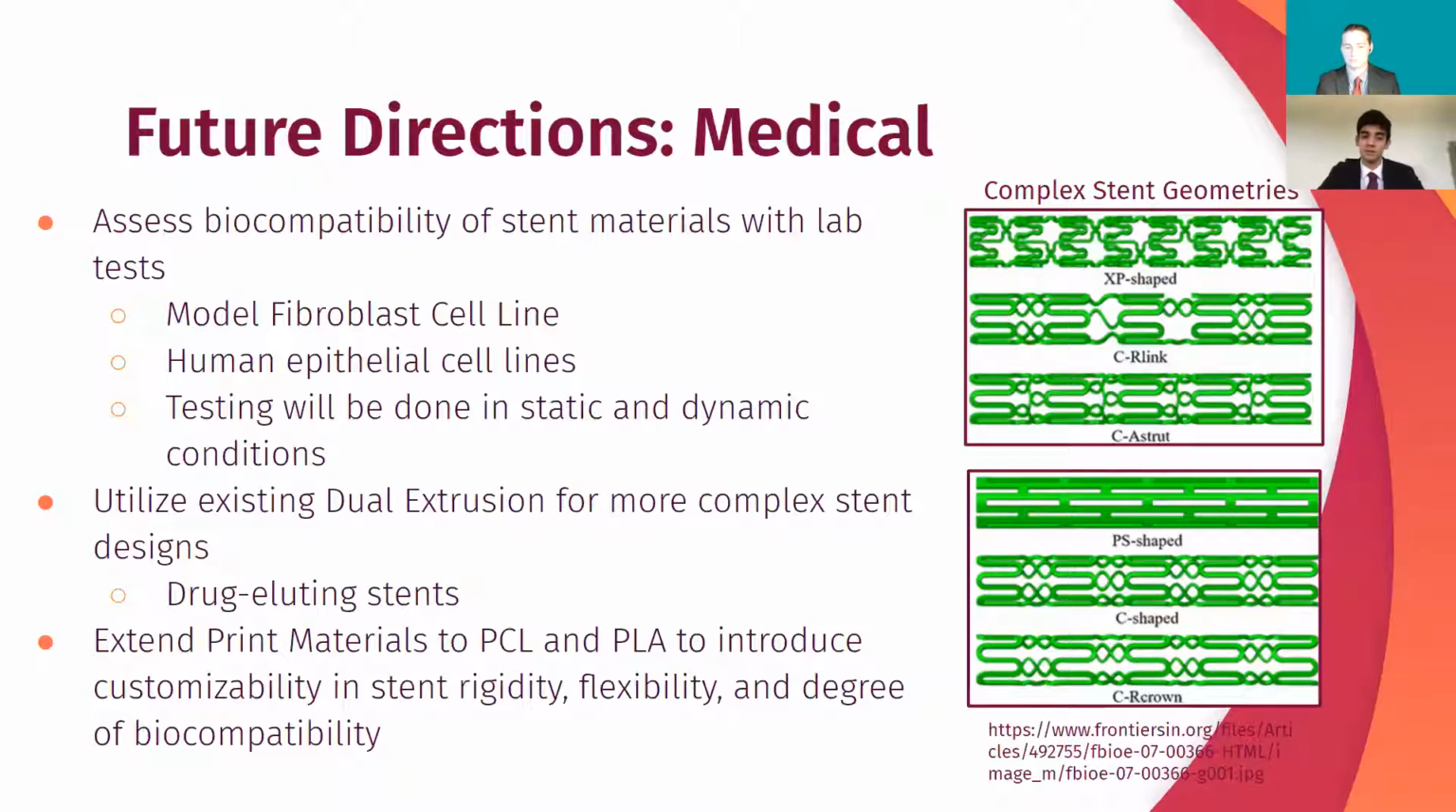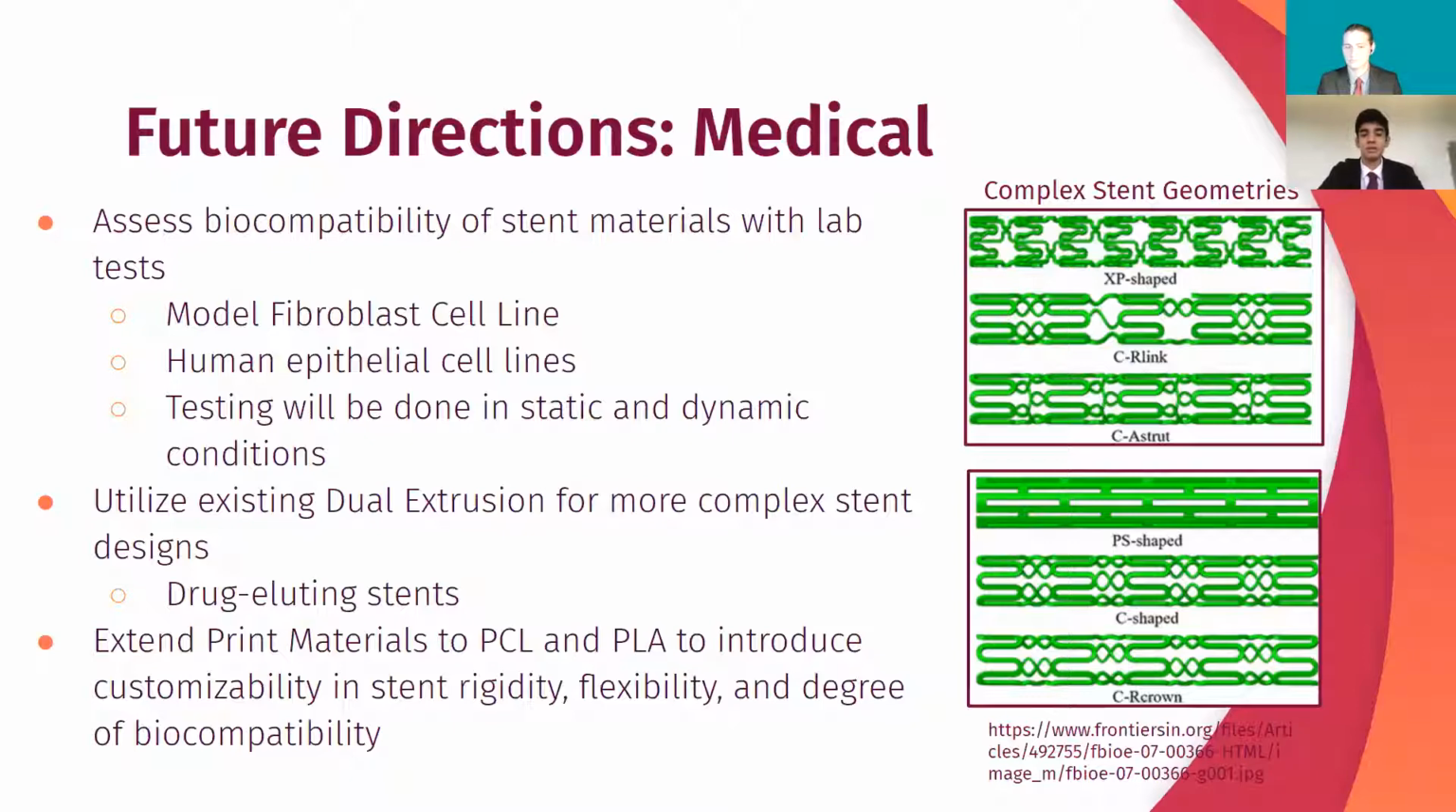So what we'd want to do is first conduct tests on a model fibroblast cell line, because fibroblast cells are stable and have a rapid growth kinetic. So they would allow us to get an accurate growth model and an accurate growth graph. Next, we would like to conduct testing on human epithelial cell lines for more realistic conditions. And testing on both cell lines should be done in static conditions first for a proof of concept, and then dynamic conditions in order to ensure realistic feasibility.